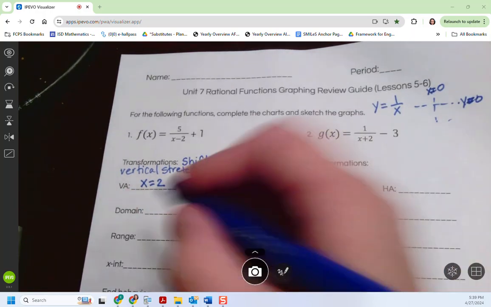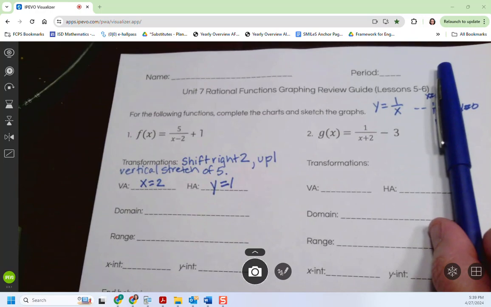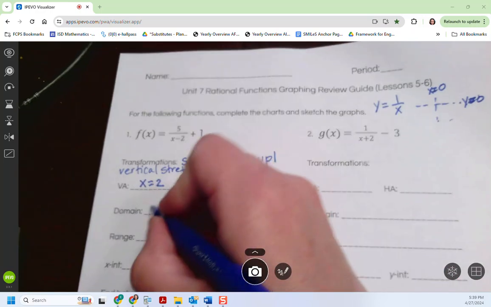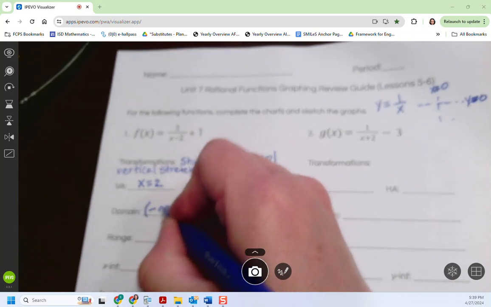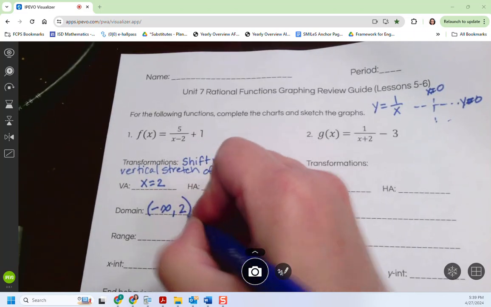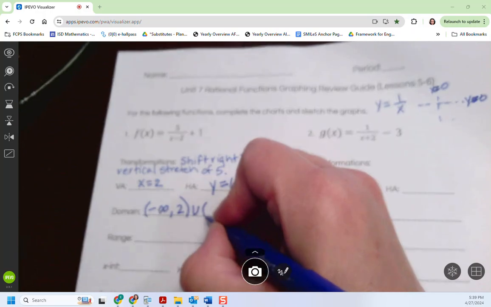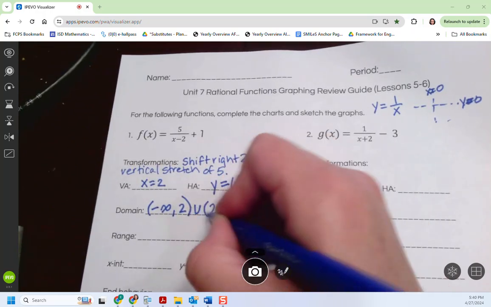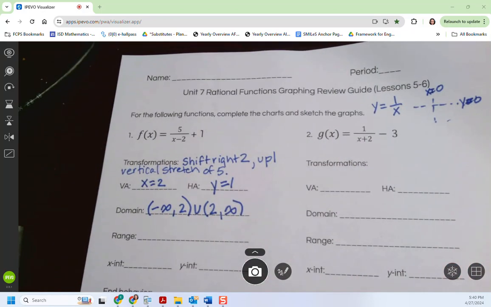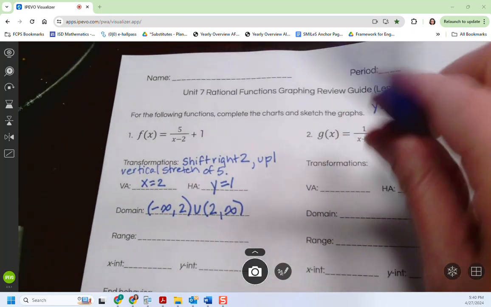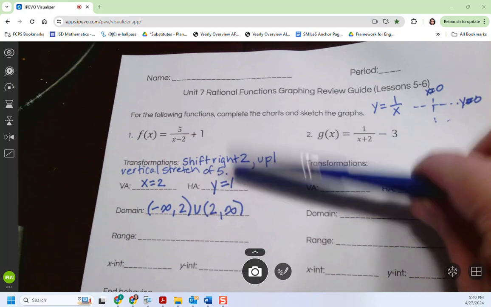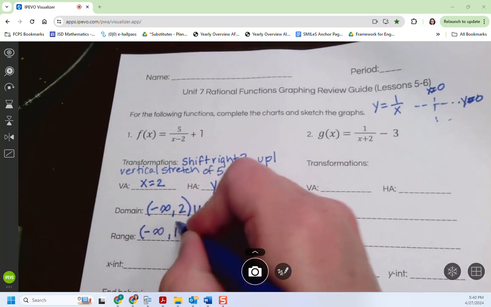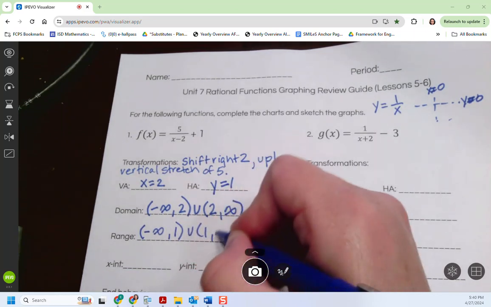Your domain is going to be everything except for that vertical asymptote, so we have to leave this number out. So to leave it out, we write from negative infinity to 2. And then right after 2, we pick up again and go to positive infinity. And then using the parentheses, we'll leave that number out. Your range is going to be all of the numbers except your horizontal asymptote at 1. So it's going to be negative infinity to 1 and 1 to infinity.